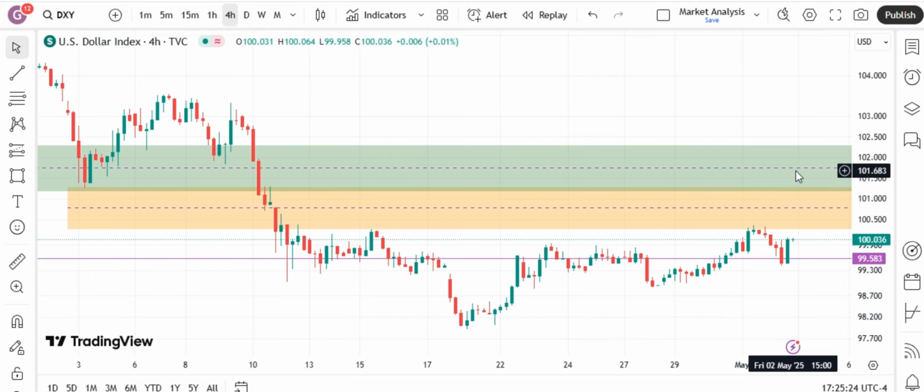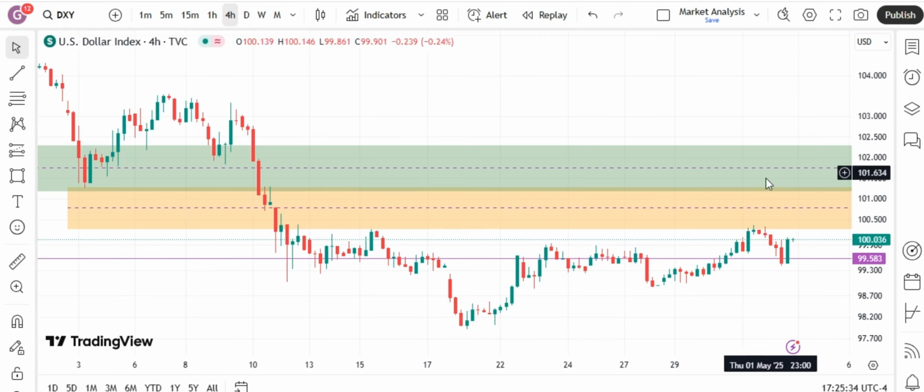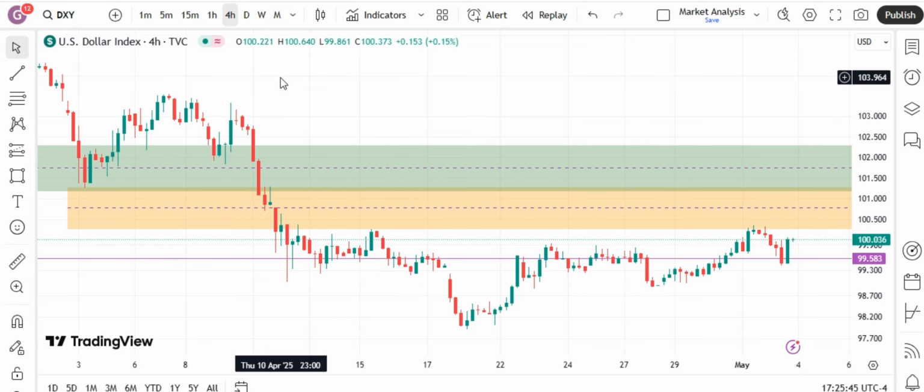Once it gets there, I want to see it show unwillingness to continue to go higher. Also measure the high to the low. Somewhere around that area is around the 70 to 79% retracement. That's what I want to see price get to before it starts to go lower. Because remember, from a long-term perspective, we are bearish on the dollar, but this is just a little pullback to the breaker block.